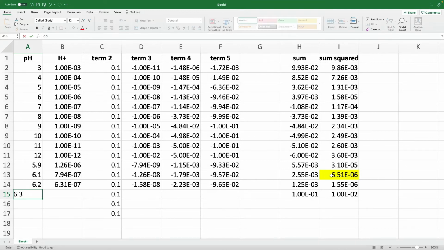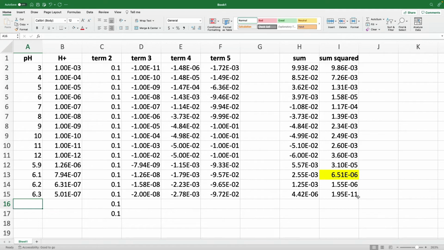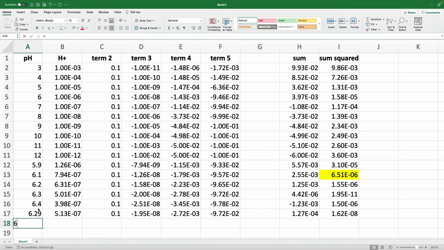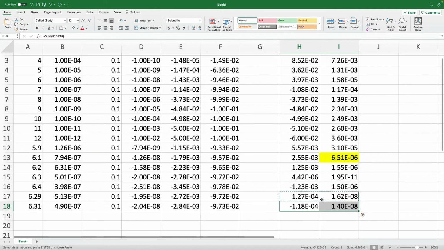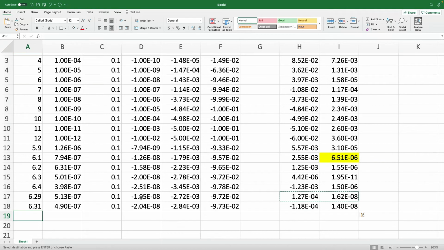Let's try 6.3. Ooh, 1.95 times 10 to the minus 11th. That's great. That's super small. That's the smallest yet. Okay, let's do 6.4. Oh, look, it's gone back up to 10 to the minus 6. So it's somewhere around 6.3. Now we can fine tune it even further by maybe putting in 6.29 and 6.31. Both of these are 1 times 10 to the minus 8th. So it's probably really close to 6.3.